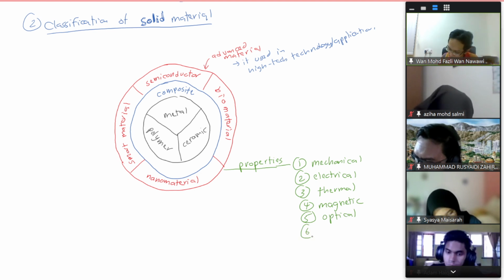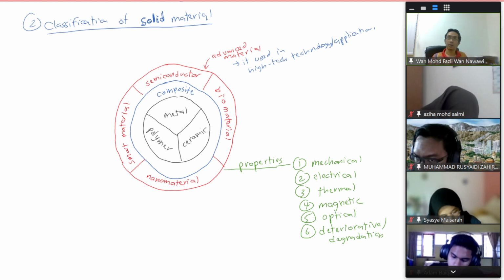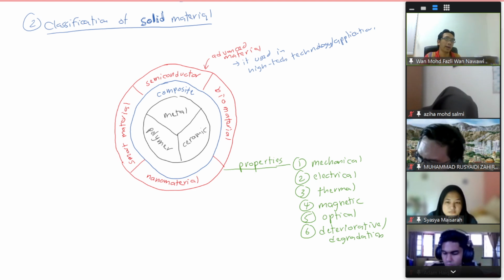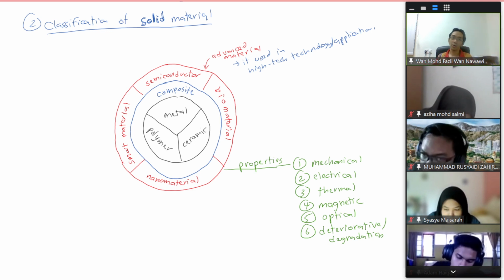And then lastly is their degradation, deteriorative or degradation properties. Corrosion, for example, corrosion of the metal, falls under this. And also recyclability is under degradation. So these are 6 properties that you can test any material on: mechanical, electrical, thermal, magnetic, optical, and degradation. So now let's go one by one.